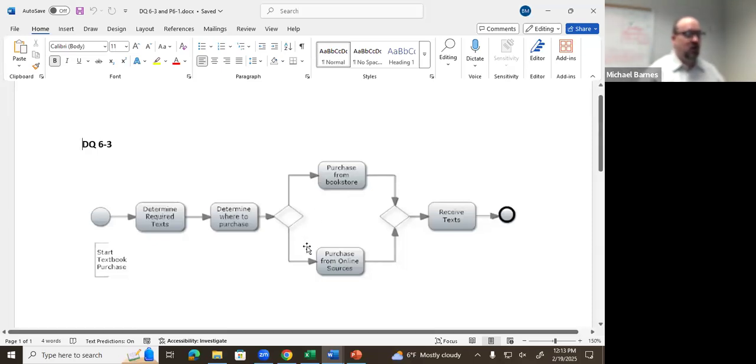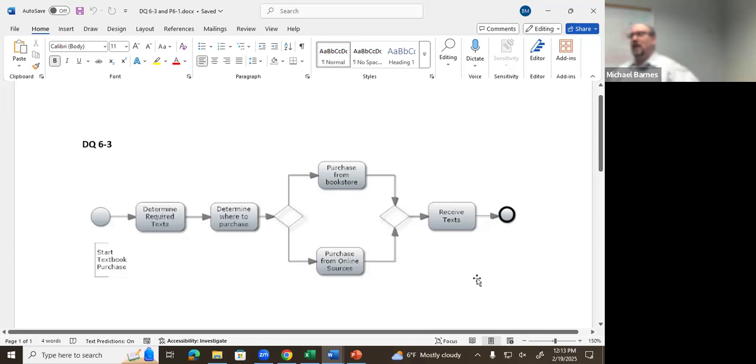So we're going to say you purchase from the bookstore or you go to Amazon, you buy them online. Whichever is the case, you're going to actually make that decision point. So you have a gateway here, because we have multiple options. And I do admire this particular BPMN diagram because it does close the gateway, because you have a decision point and it closes the decision point, regardless of how you're going to receive your textbook. That's all there really was to this.